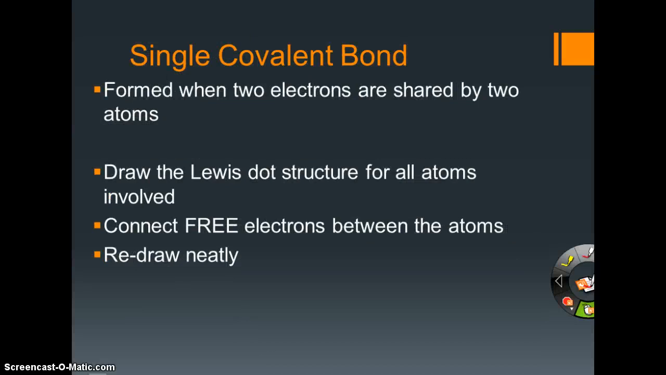A single covalent bond is going to form when two electrons are shared by two atoms. So the first thing you're going to do is draw your Lewis dot structure for all of the atoms involved. You're going to connect your free electrons, those are the ones by themselves, not already paired up with another electron, between your atoms, and then redraw your structure neatly so that you have one bond coming off of each side at this point.